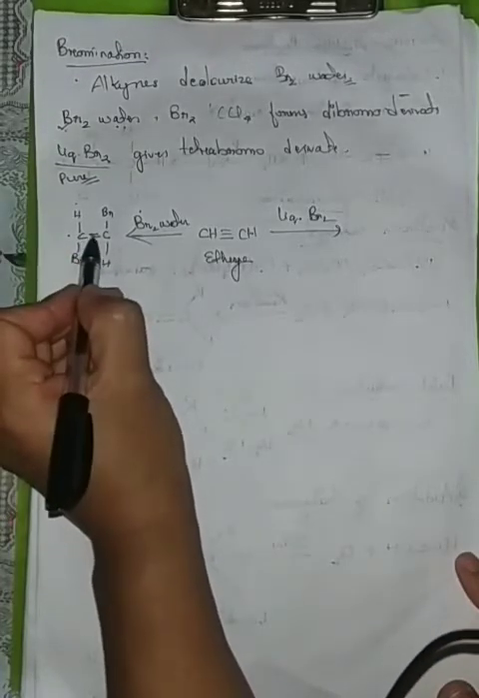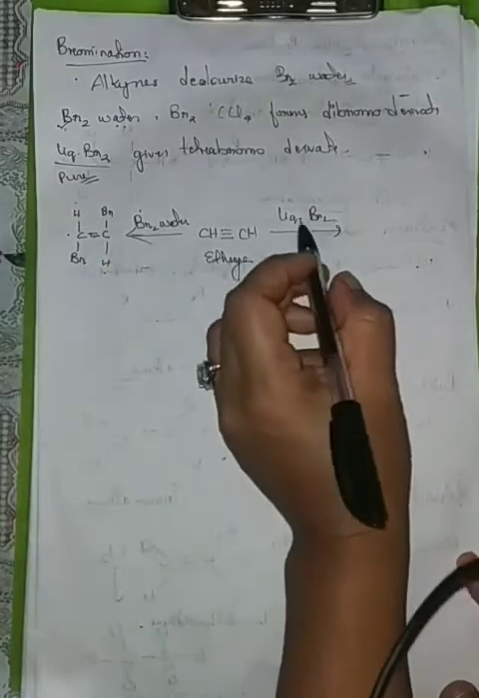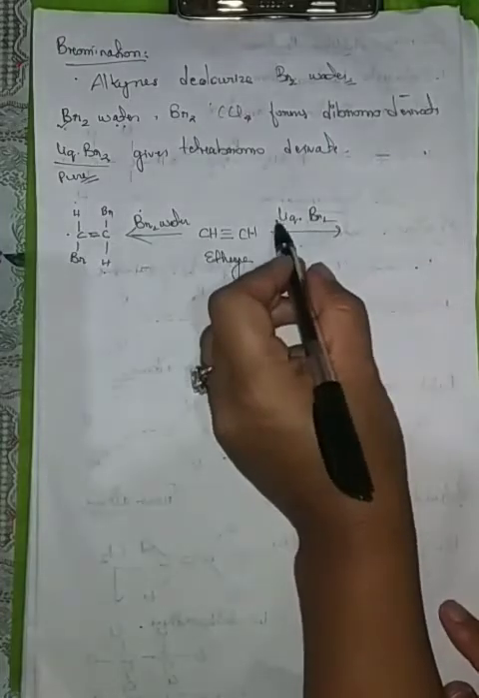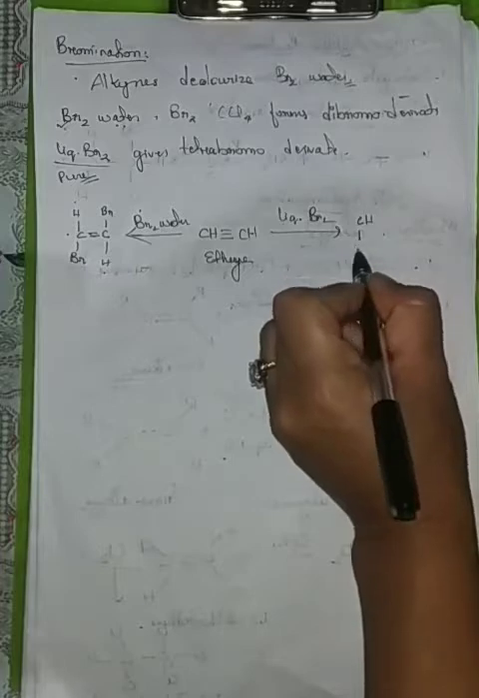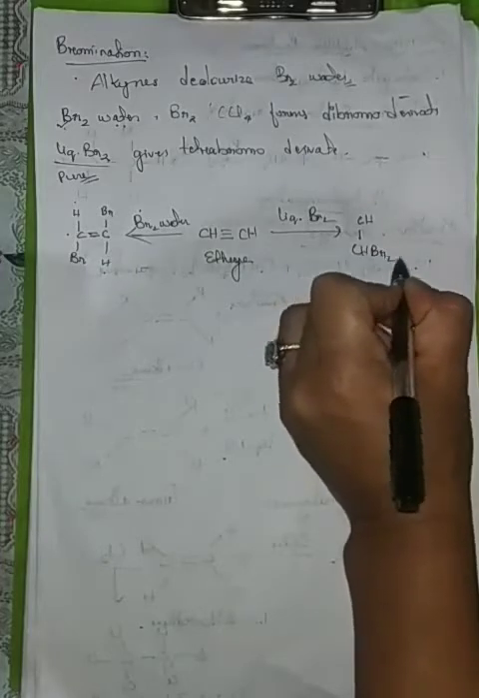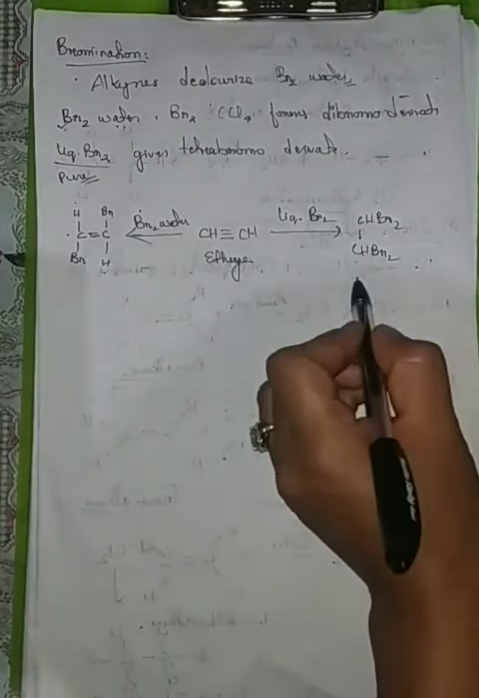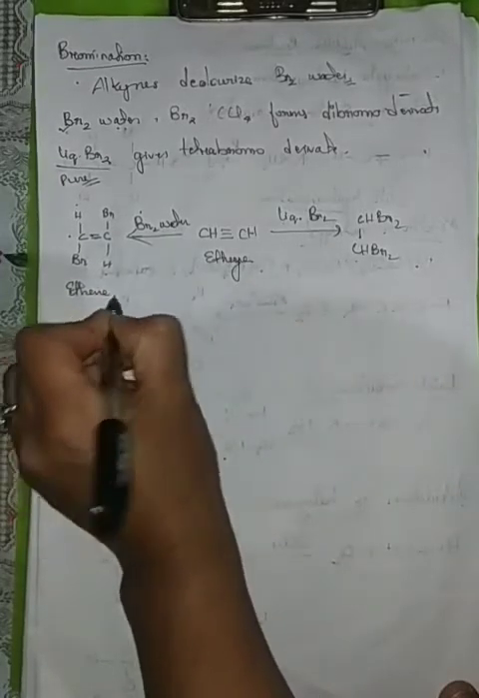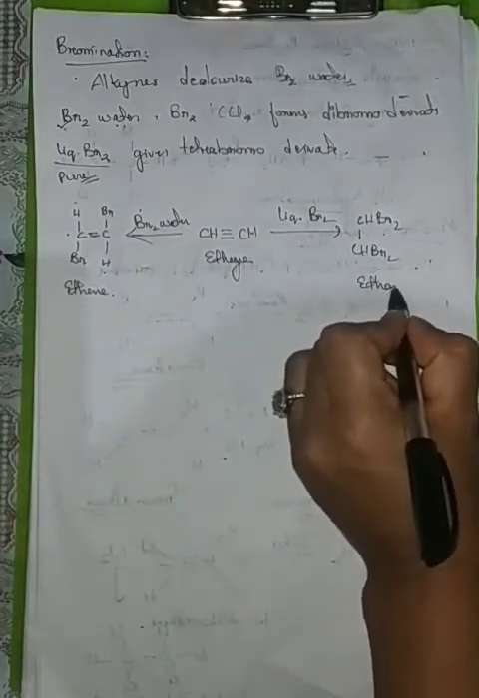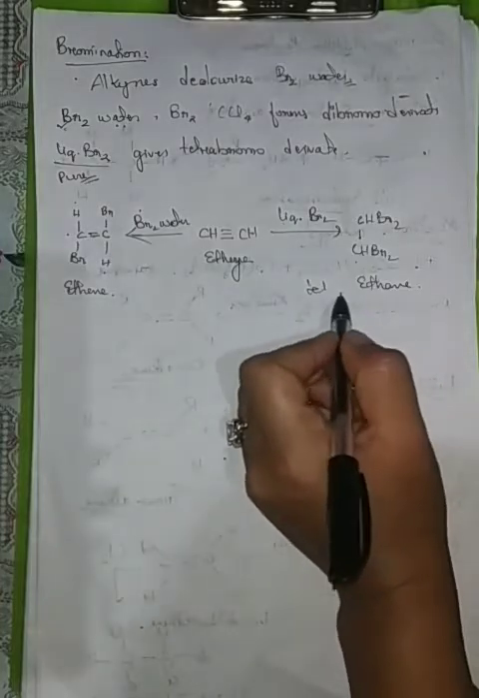Now only one bond breaks, and we'd be getting a dibromo derivative. But when liquid bromine, that is pure bromine, is used, we'd be getting a tetrabromo derivative. Ethene was formed in the first case, whereas here an ethane in the form of a tetrabromo derivative was obtained.